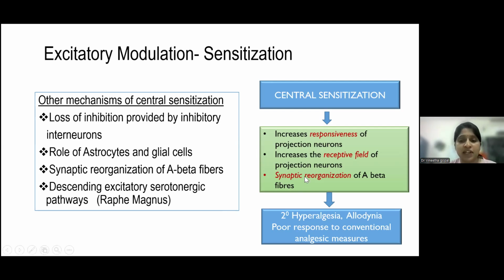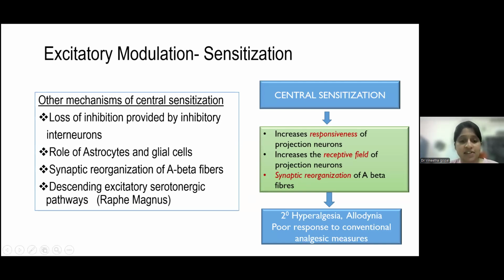Another thing that is happening in the dorsal horn is synaptic reorganization of A beta fibers. Normally, A beta fibers respond to touch, and C and A delta fibers carry pain. But in case of the synaptic reorganization within the dorsal horn, even the A beta fibers, when activated, cause activation of the corresponding projection neurons of the A delta and C fibers. It will be too complicated to understand, but the result of this synaptic reorganization, which I showed in the previous slide, is that even touch becomes painful, because A beta fibers normally carry touch. So after this synaptic reorganization, even touch becomes painful.